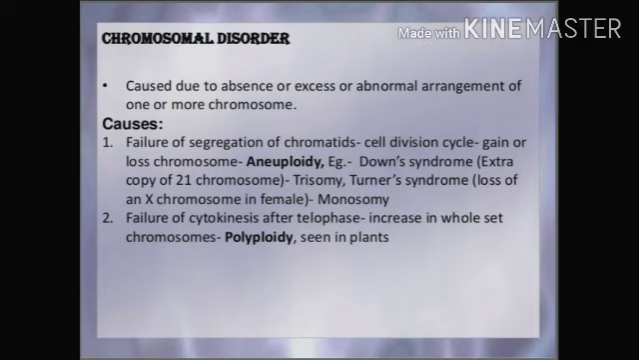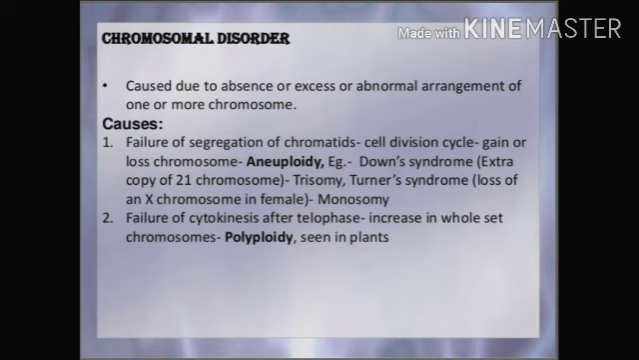Now, chromosomal disorder, that is caused due to absence or excess or abnormal arrangement of one or more chromosomes. Causes: first, failure of the segregation of chromatids in cell division cycles, giving gain or loss of a chromosome, that is aneuploidy, which can be seen in Down syndrome. In Down syndrome, an extra copy of chromosome 21 can be seen, that means trisomy. Turner syndrome, in which there is loss of an X chromosome in the female, which leads to monosomy.